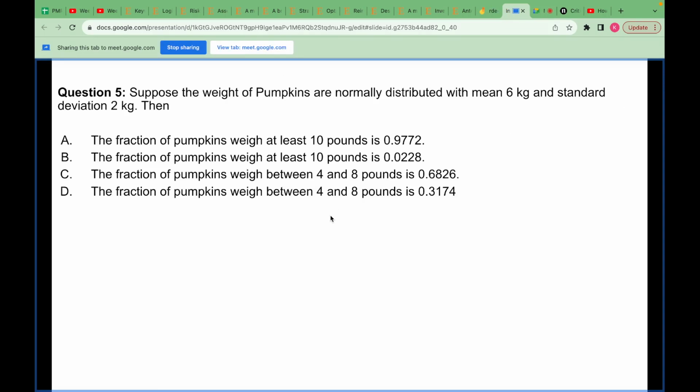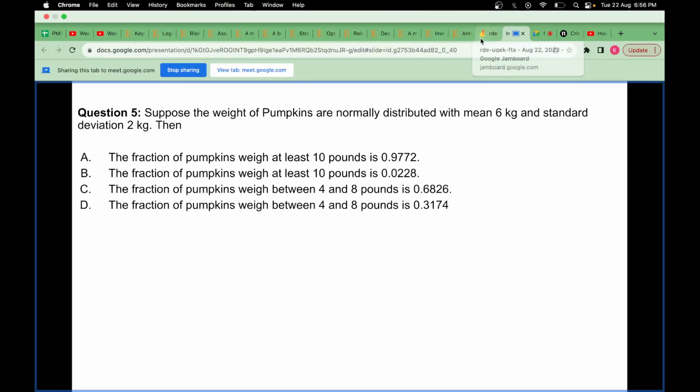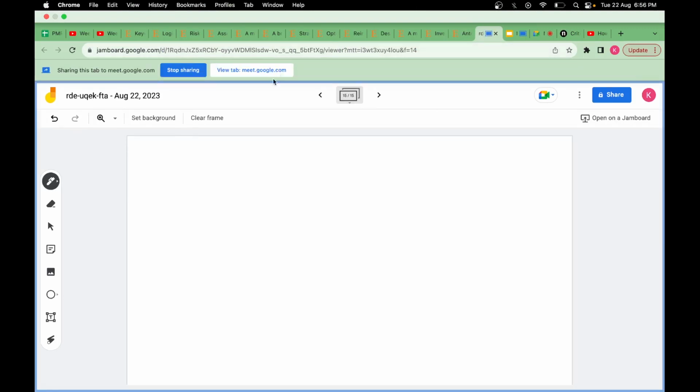Moving to the next question. Suppose that the weight of pumpkins is normally distributed with mean 6 kg and standard deviation 2 kg. Then two questions are asked. The fraction of pumpkins that weigh at least 10 pounds, and second, the fraction of pumpkins that weigh between 4 and 8 pounds. So now we will try to solve this question.